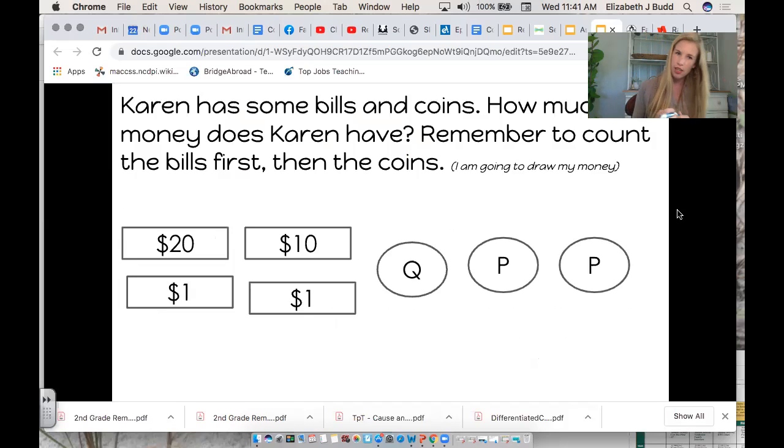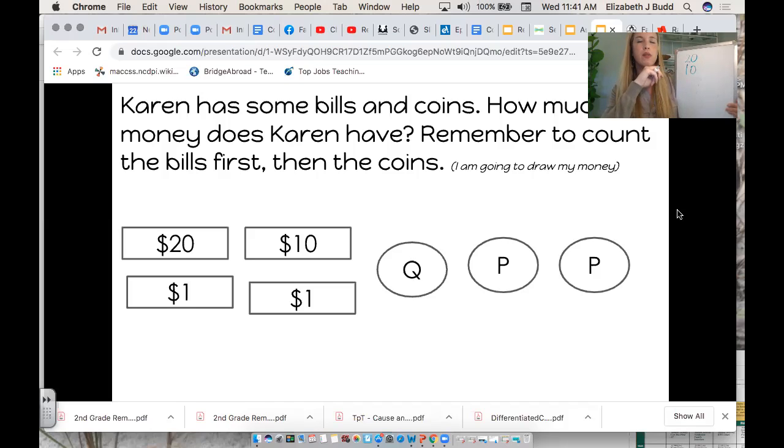So on your screen, Karen has some bills and coins. How much money does Karen have? Remember to count the bills first and then the coins. So guys, I'm going to do this one with you and guide you along, and then we're going to do a practice one on your own, and then I'll let you go work on your Seesaw assignment and practice some more. So for this problem, we have $20 plus $10, and then I have two ones.